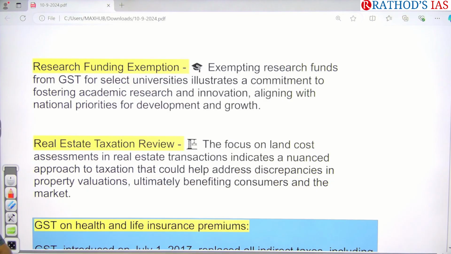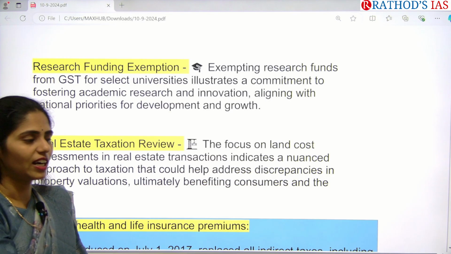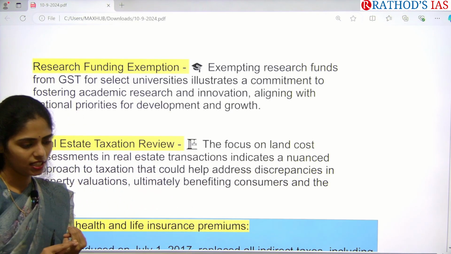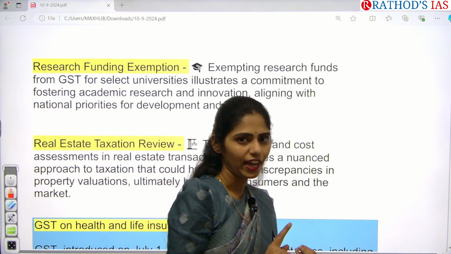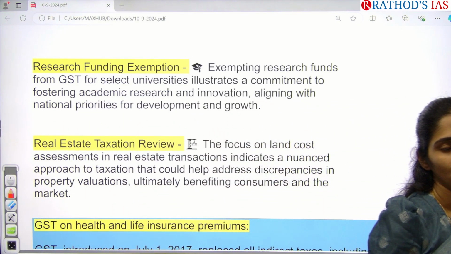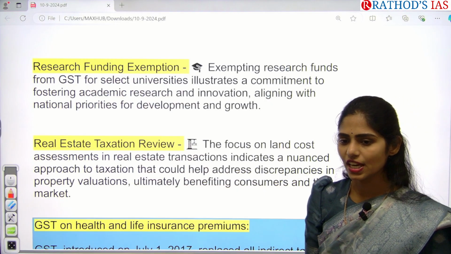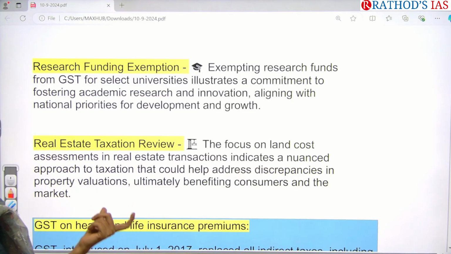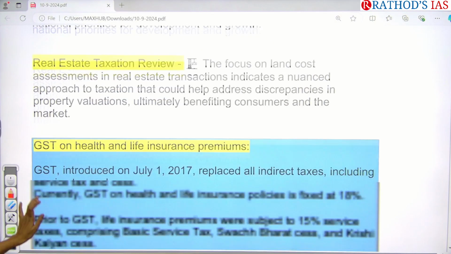Okay, and regarding real estate taxation, they are focusing on land cost assessments. We don't know whether they are going to increase or decrease tax on real estate, but they are focusing on three important things. The first one is exemption or decrease of tax on health insurance. The next one is increasing tax on car seats, and the third one is that they want to exempt research under GST. So these three things you have to remember.